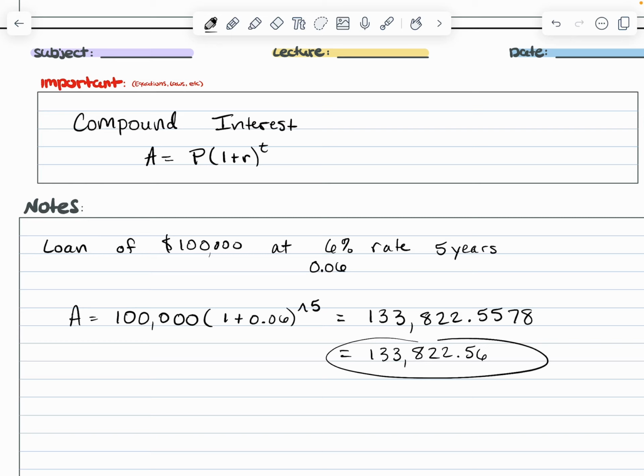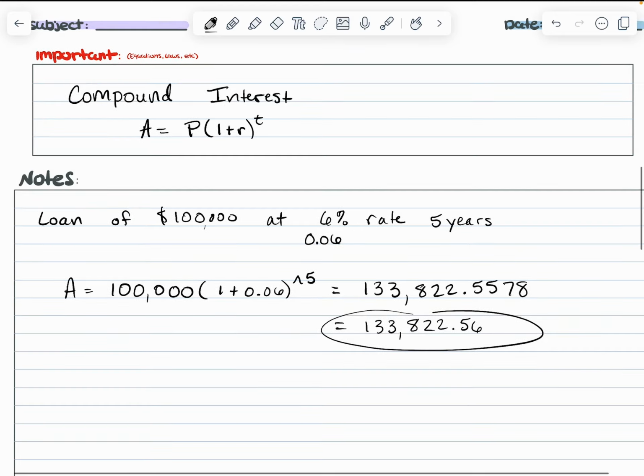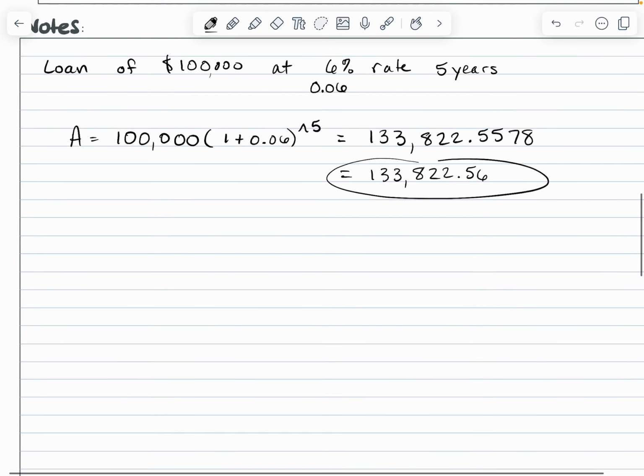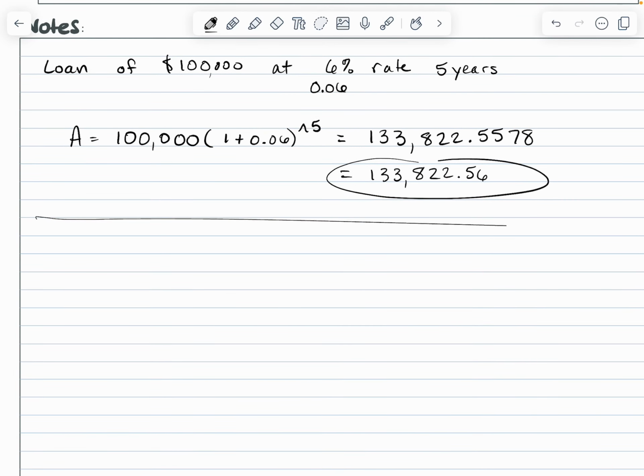So borrowing $100,000 at a 6% interest rate, I will pay that back in 5 years. When I pay back all the money, I'm actually paying back a total of $133,822.56. So I'm paying back more, and that's the cost of borrowing the money. That's what interest does to a loan. Or it could be another instance, which we're about to look at, if you deposit money into an account. So let's look at that.